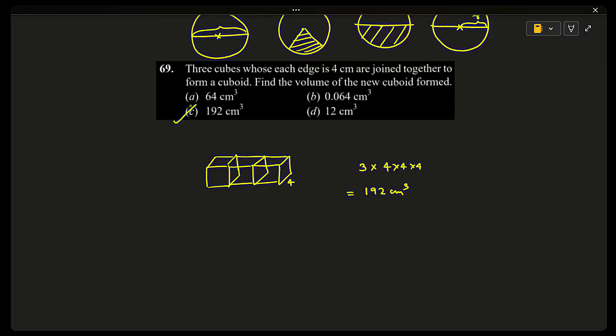Option C. Very simple. The other way, you can also use the cuboid formula. The total length is going to become 12, breadth is 4, and height is 4. Length into breadth into height. That way also you'll get 192.